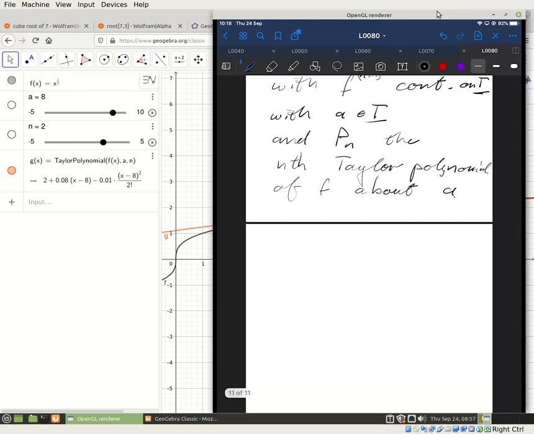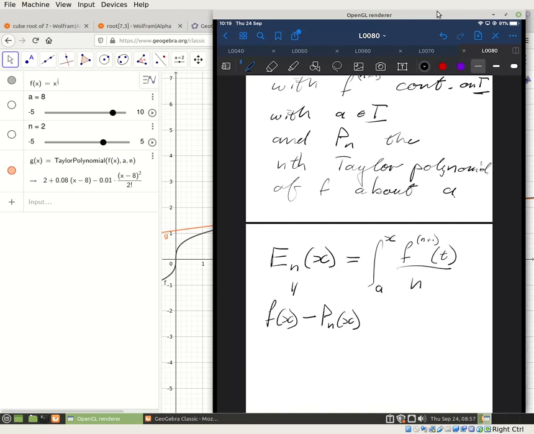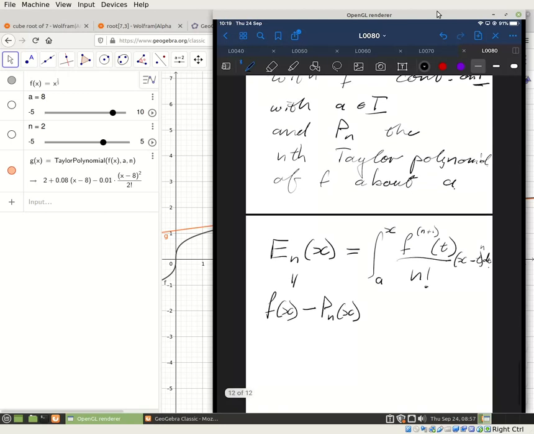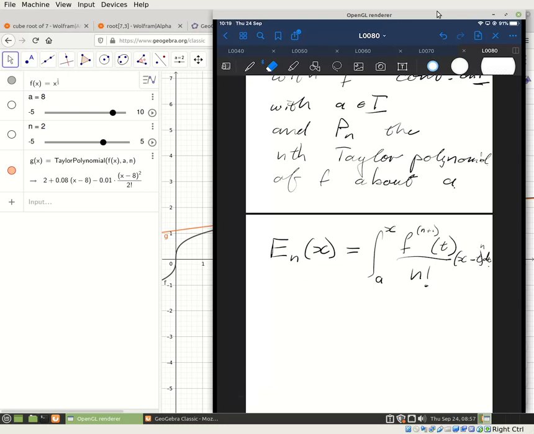we can actually quantify what the error is. So the error that we are making, and remember what this is, it is just the function value minus the nth Taylor polynomial. This is equal to the following integral. It's equal to the integral from a to x of f^(n+1)(t) over n factorial times (x minus t) to the n dt. So we actually have an expression for exactly what the error is.